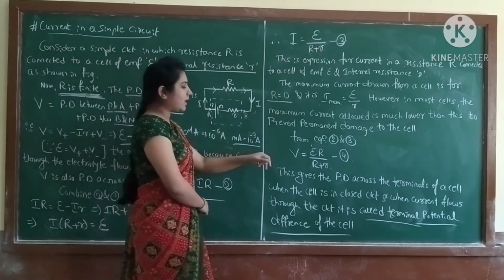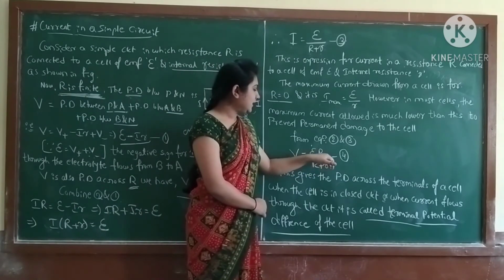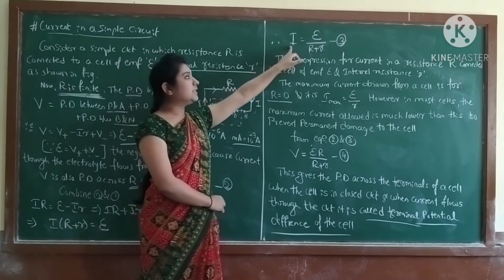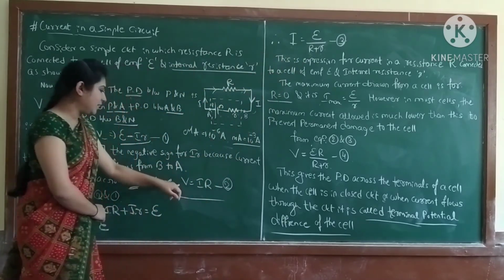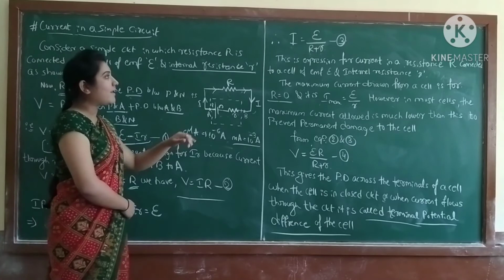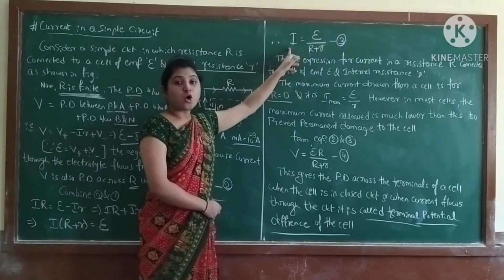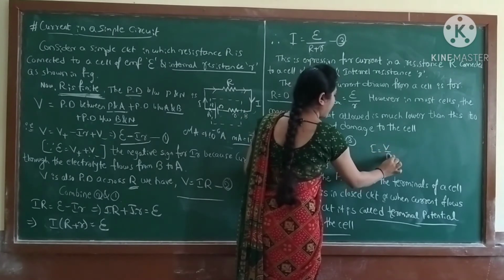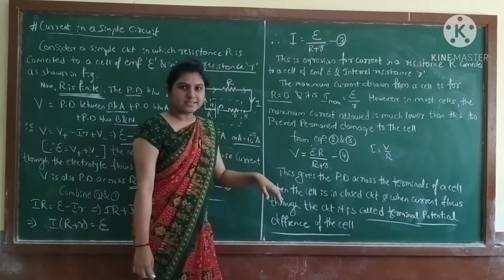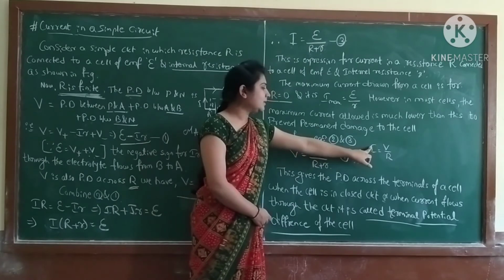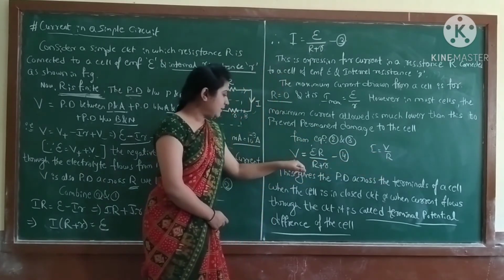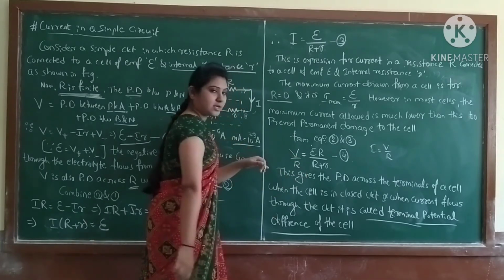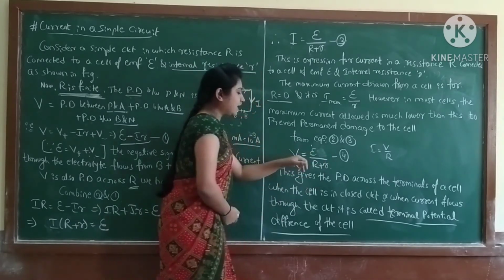So what are we going to write now? V is equal to ER divided by R plus r. How? See, here I is present and here V is present. So put the value of I. How much will you get? I is equal to V by R. Yes. So put the value of I, that is V by R. Correct? Usually this is like this.